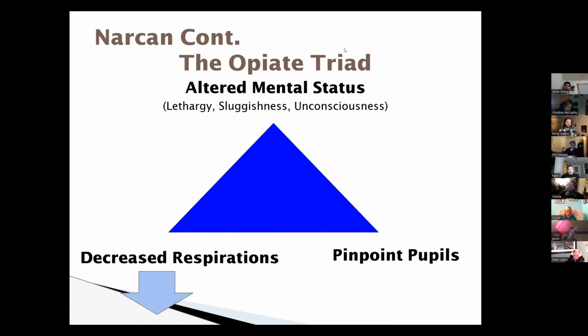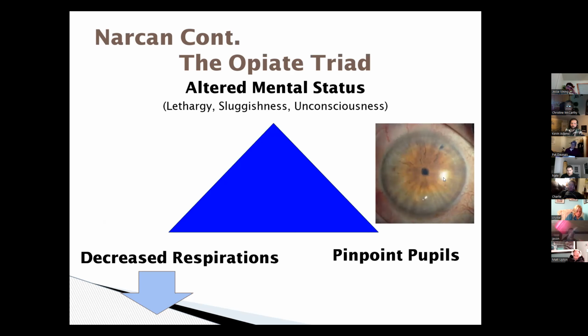So here's that opiate triad. Altered mental status. It could range from being lethargic to sluggishness to complete unconsciousness. If they are truly overdosing and need Narcan, they will be unconscious. They will be unresponsive. They will have pinpoint pupils. So they will look something similar to this. And their respirations will be decreased. So if they have all three of these things, it's pretty much confirmed that they are on opiates.